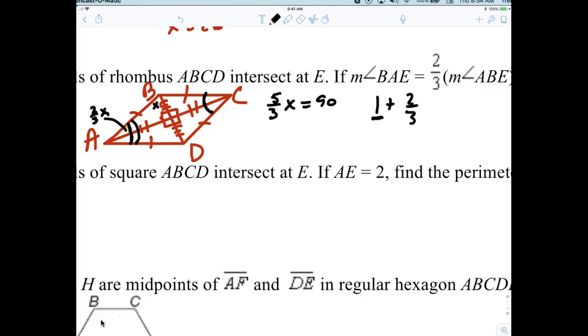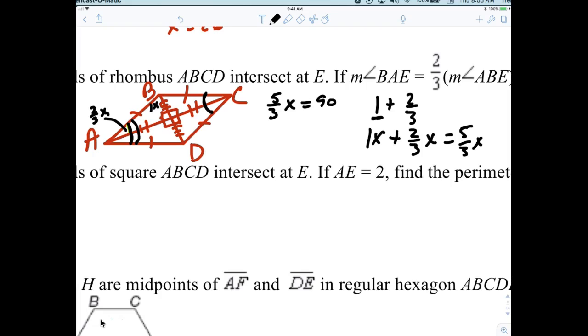Because there's 1x, so I'm adding 1x plus 2/3 x. Now, wait. I don't understand why there is still an x at the end. Why is there still an x at the end? 5/3 x. Because 1x plus 2/3 x is 5/3 x.